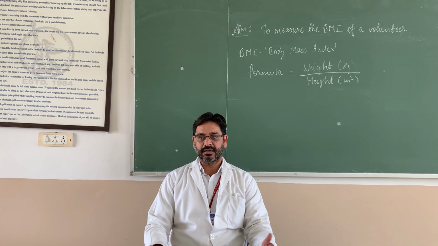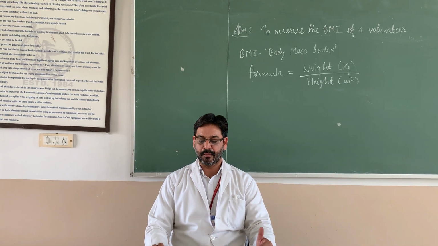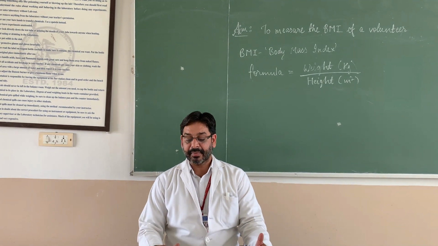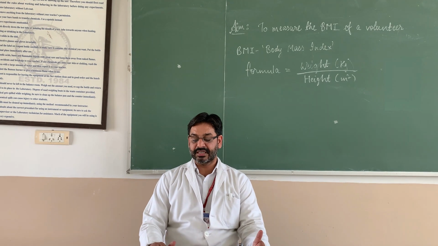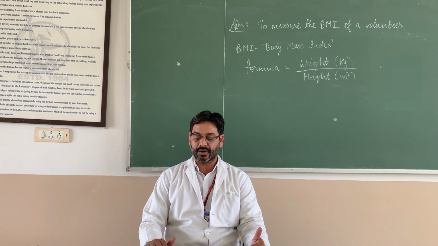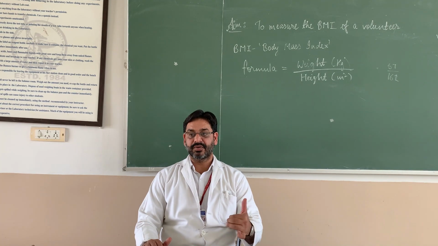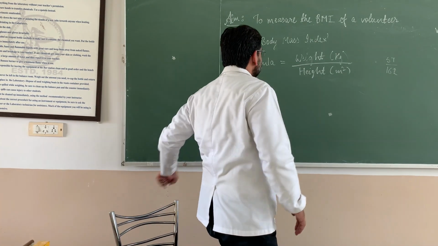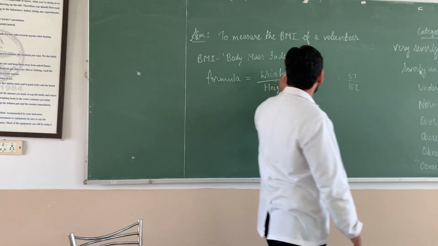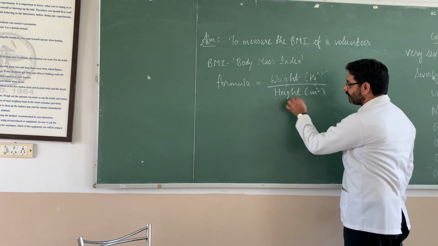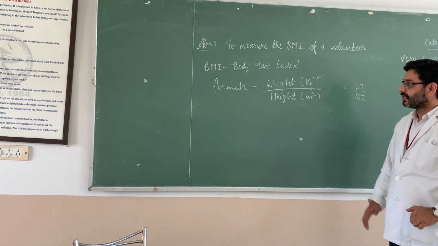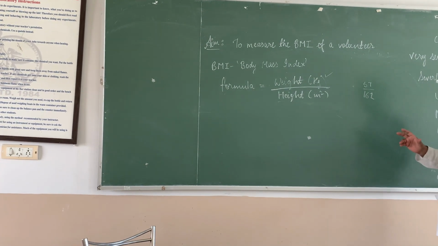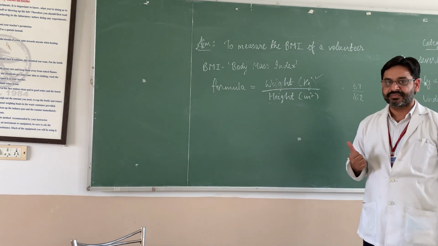Today we will calculate BMI, that is Body Mass Index. Why do we calculate BMI? BMI is a measurement of a person's weight with respect to his or her height. There is one formula to calculate BMI: weight measured in kilograms and height measured in meters. By following this process, we will calculate the BMI of a person.